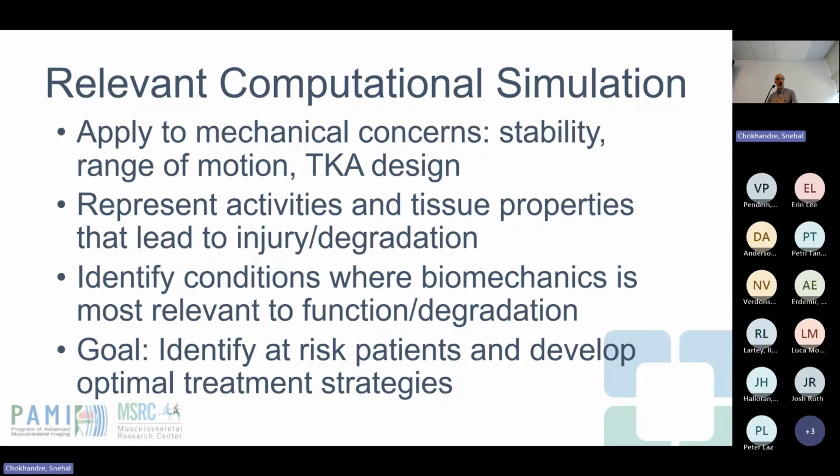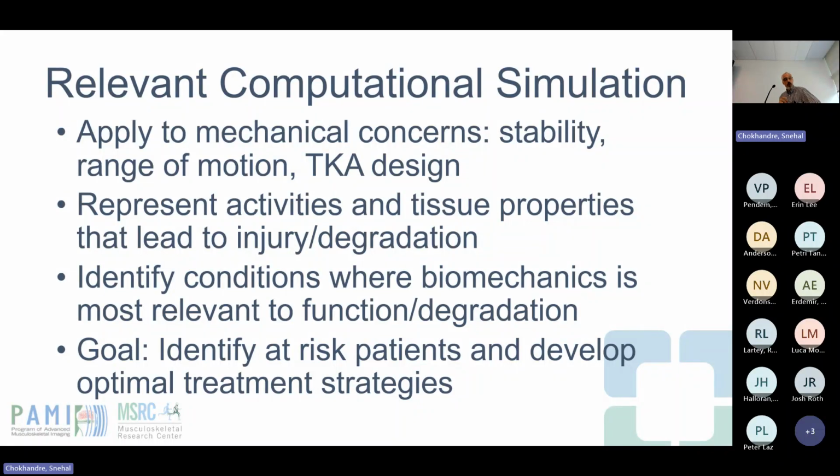We can represent activities and tissue properties that lead to injury and degradation a little bit better by having different types of models for more dynamic activities. Again, identify conditions where the biomechanics is the most relevant to function and degradation, so that we can be confident when we tell the surgeons, look, in this phase we know the biomechanics has an impact, and this is our model. So we're not giving them parameters to shoot for that are not relevant, right? If we do that, we are decreasing their confidence in us because they're not seeing it in their outcomes. And that puts us in a position where people don't trust what we're doing with computational modeling.